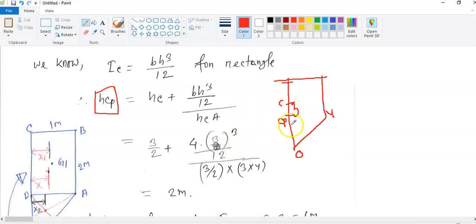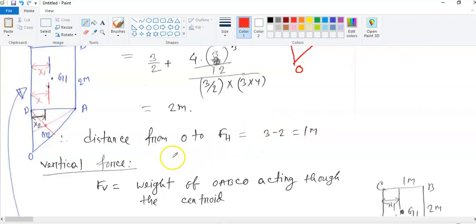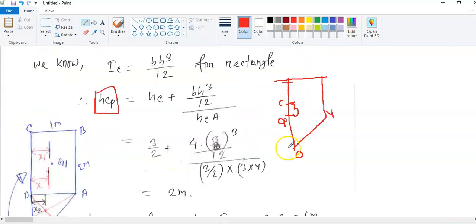This total length is 3 meter. We calculated CP up to this distance. So this is 2 meters. So that means the distance from this O, that means the horizontal force is acting through this way. Let me use a different color, then you will get a better understanding. So the horizontal force is acting through the center of pressure.